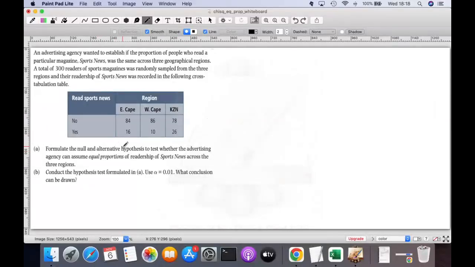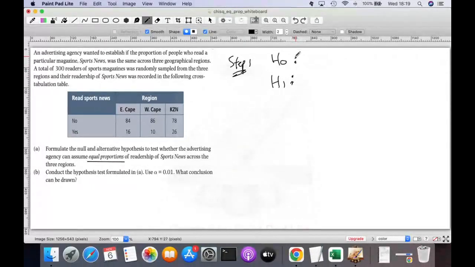The first question says, formulate an alternative hypothesis and test whether the advertising agency can assume equal proportion of readerships across the sports news. This is already a dead giveaway that you're going to use the test of equal proportions. This part here, equal proportions, tells you that you're going to use that test, option 2. So we're going to state the alternative and the null hypothesis. That's step 1 for hypothesis testing: you have to stipulate your H0 and your H1.